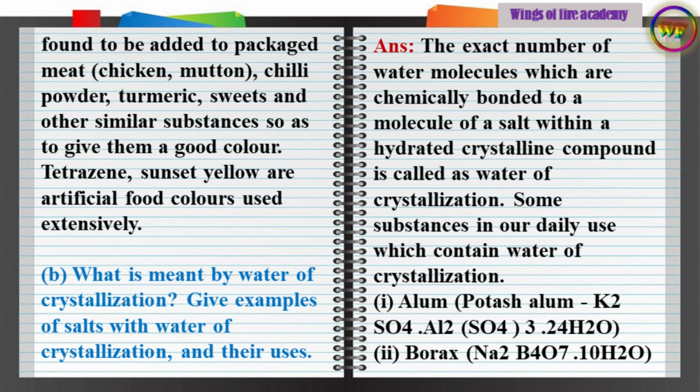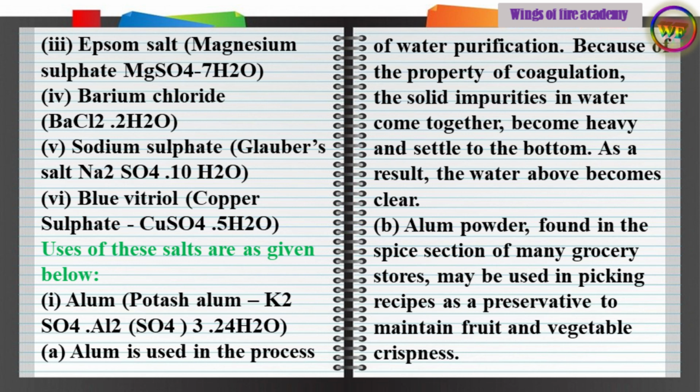1. Alum, potash alum, potassium aluminium sulfate hydrate with 24 water molecules. 2. Borax, sodium tetraborate decahydrate. 3. Epsom salt, magnesium sulfate, MgSO4·7H2O. 4. Barium chloride, 2 water molecules. 5. Sodium sulfate, Glauber's salt, sodium sulfate with 10 water molecules. 6. Blue vitriol, copper sulfate with 5 water molecules.